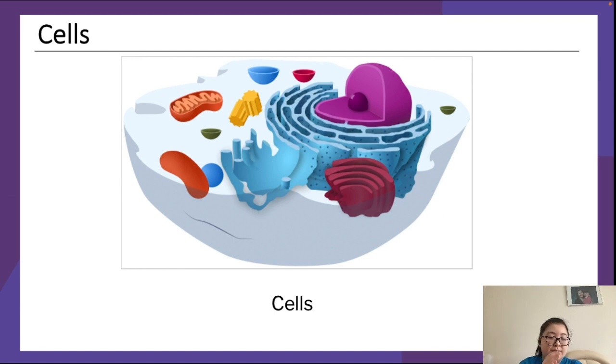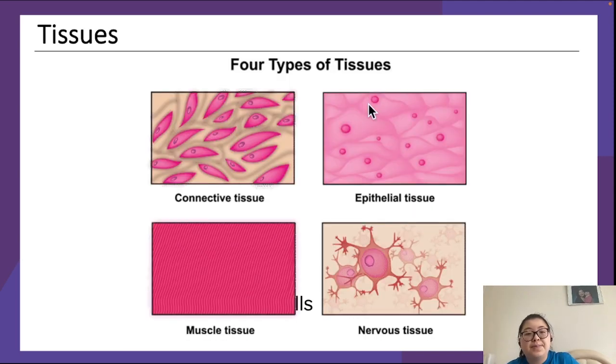You don't need to know about plant cells. It's irrelevant, just animal cells, because humans are animals. So that's why we just need to learn about animal cells, not plants.